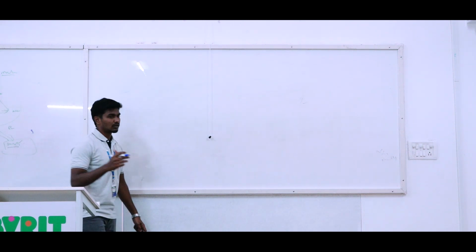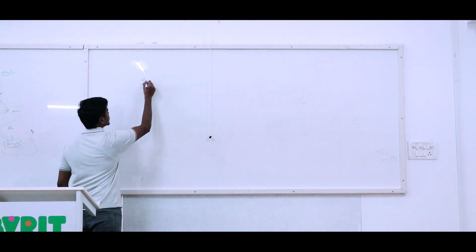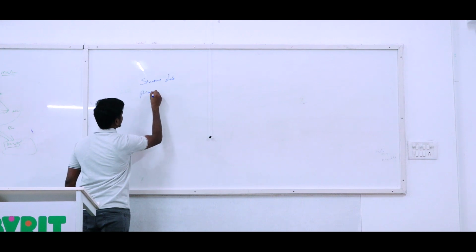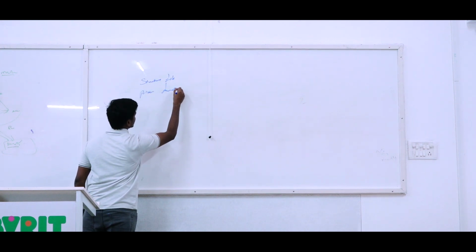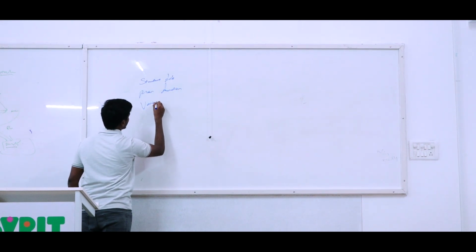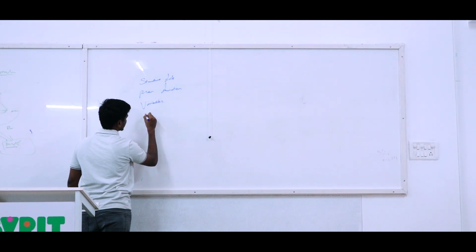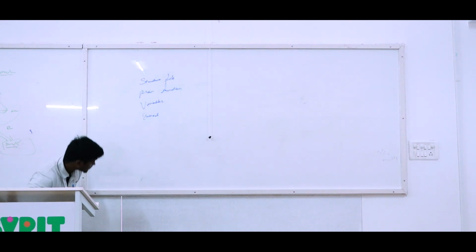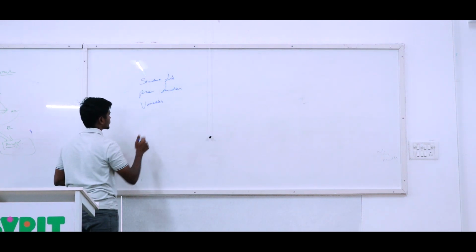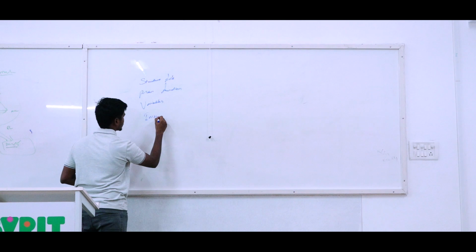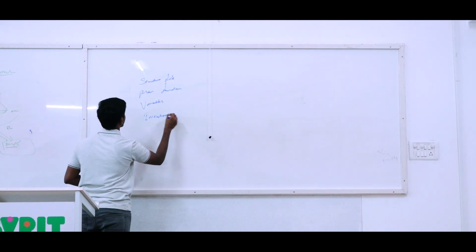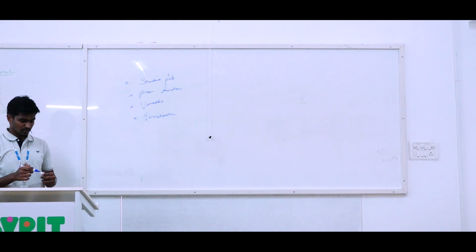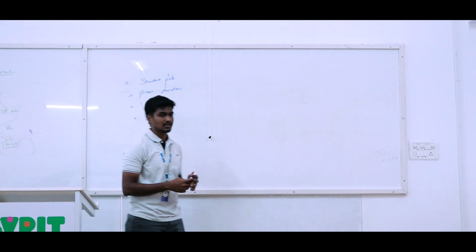So for this C program, we need to follow the structure file, main function, variables, and initialization. These are the basic things we need to cover to write a C program.